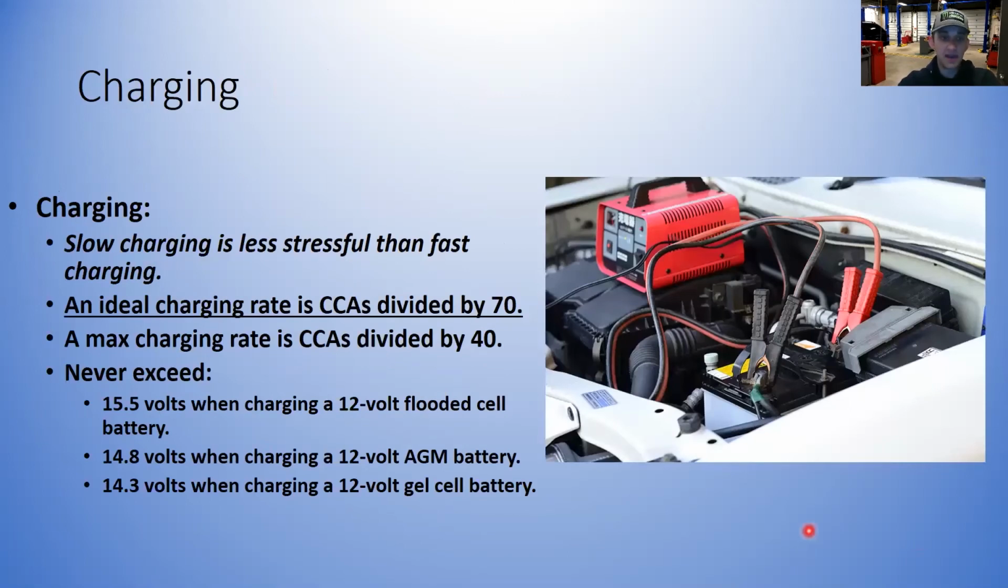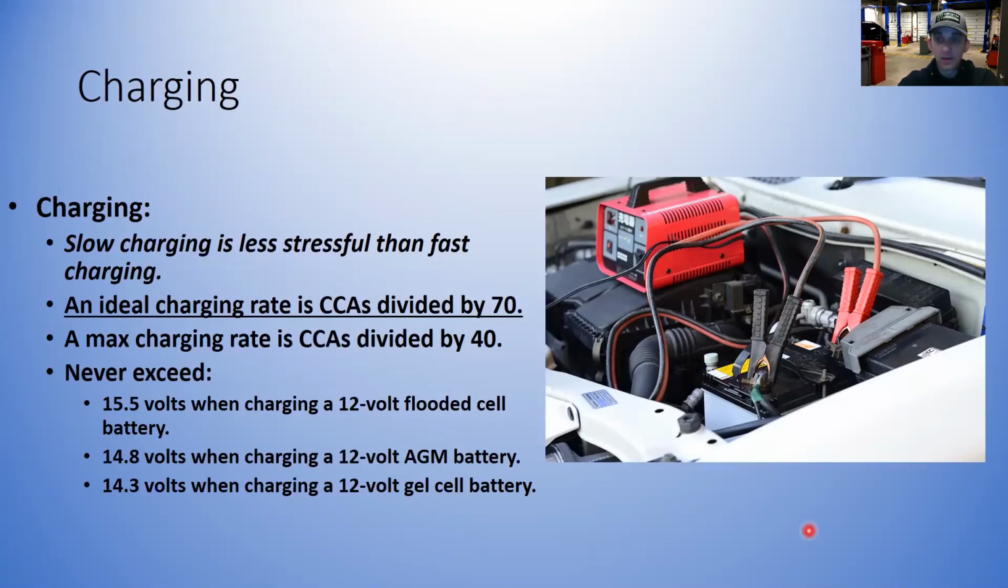You're charging a battery. Remember, slow charging is way less stressful than fast charging. Everybody's impatient, myself included. Battery's low, car's in the shop, you're flat rate, you're trying to make money. You want to get it charged up and get back on the road or get it out of your bay.